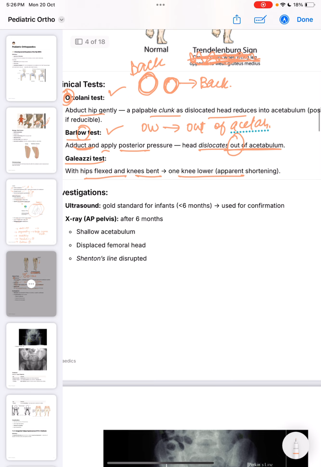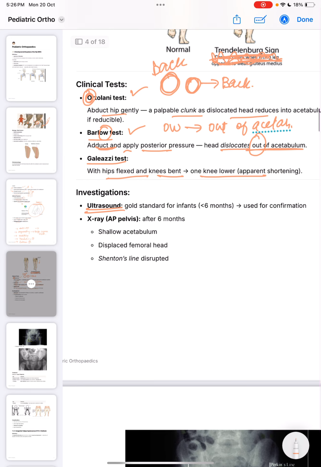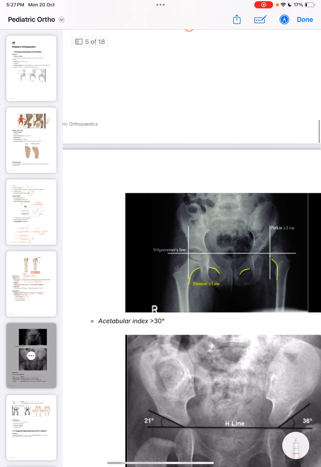Okay, so then we're going to look at the investigations. Ultrasound is the gold standard for less than 6 months, used for confirmation. But we can get an X-ray done after 6 months, right? And what features do we see in it? Shallow acetabulum, okay? Displaced femoral head. Of course, we already know these two features, that it will be shallow and displaced. But Shenton's line is disrupted.